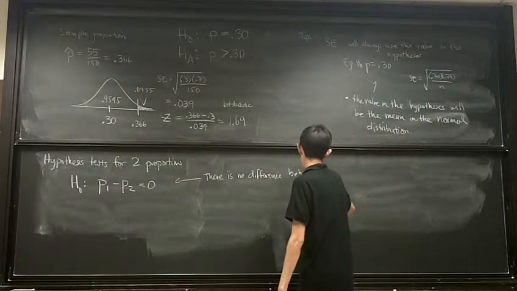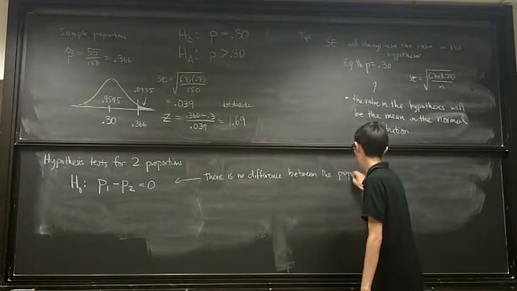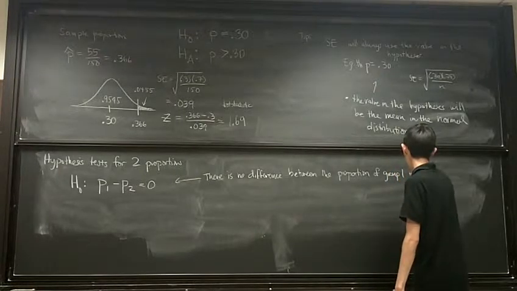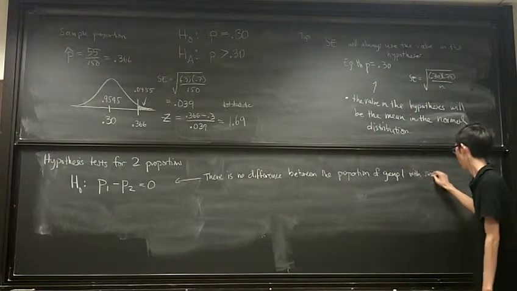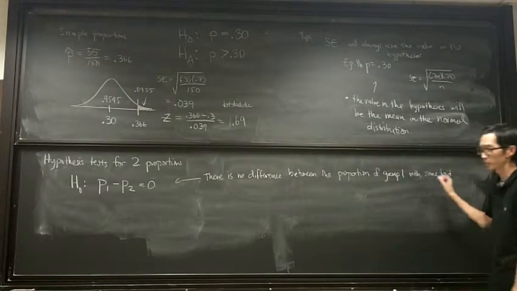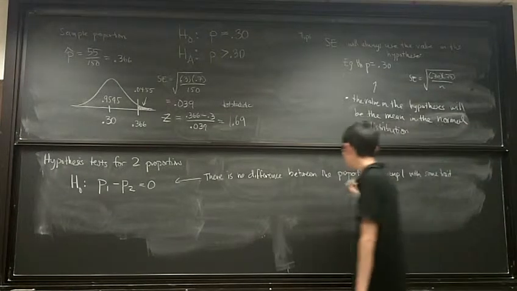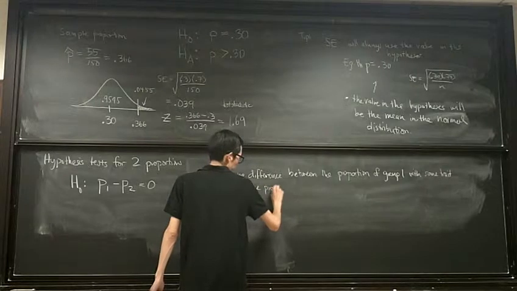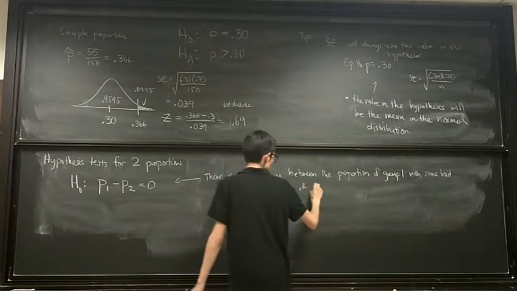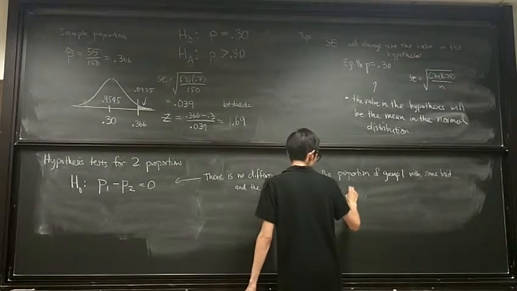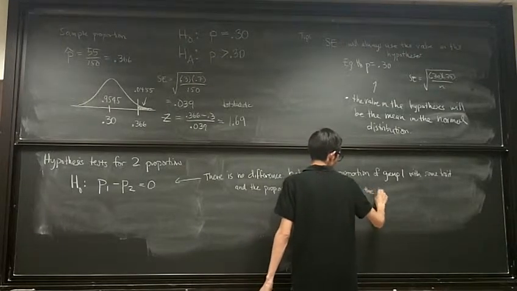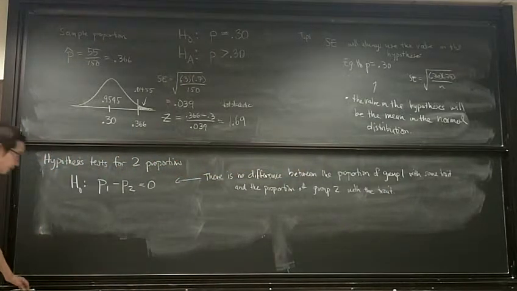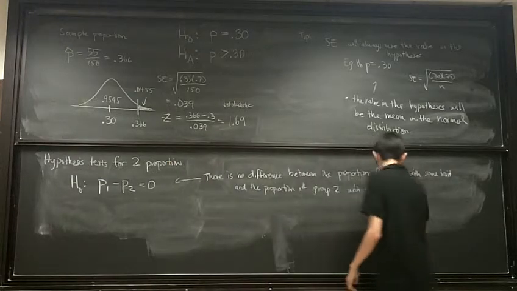There's no difference between the proportion of group 1 with some trait. Okay, so in this case, group 1 is men who like American Gladiators. There's no difference between the proportion of group 1 and the proportion of group 2 with the same trait. With some trait and with the same trait.